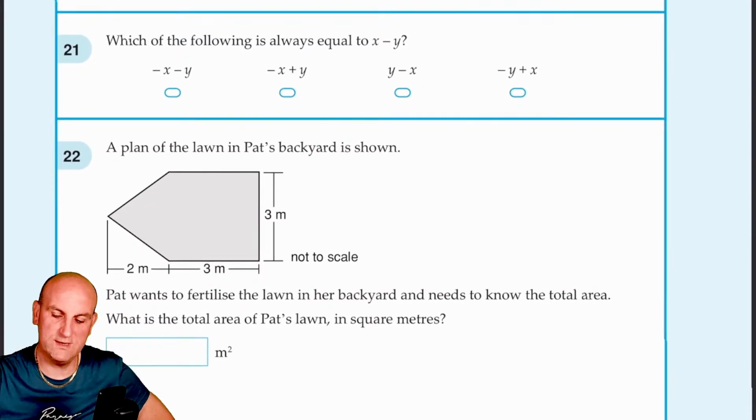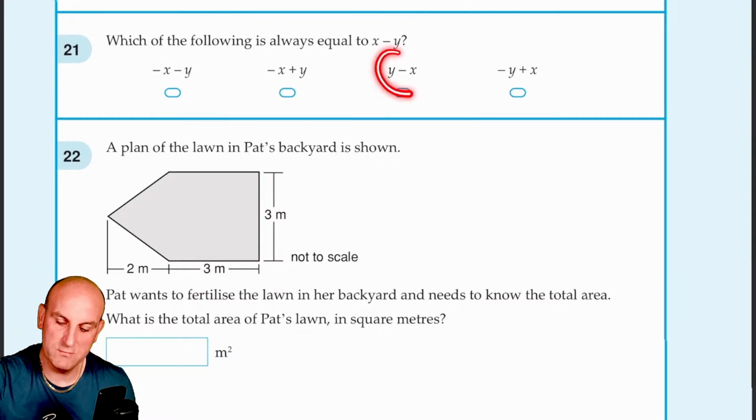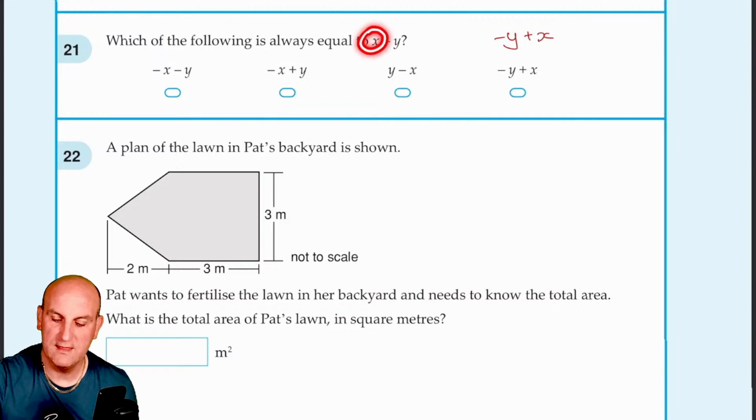Which of the following is always equal to x minus y? Now, they're trying to trick you there. It's just a trick of algebra. So what I can actually do is move things around. I can say that becomes minus y plus x, okay? So long as I keep that minus sign by the y and the positive sign by the x, do I have a minus y plus x? And so that one there would have to be my correct answer.